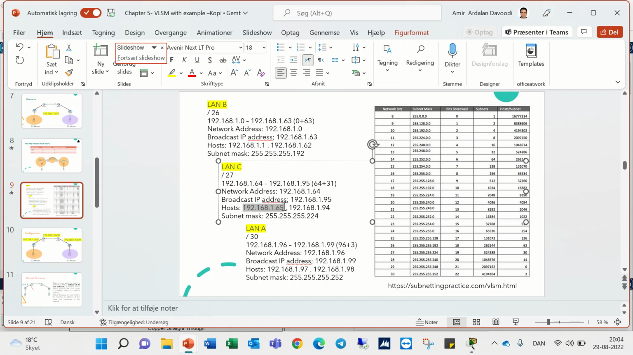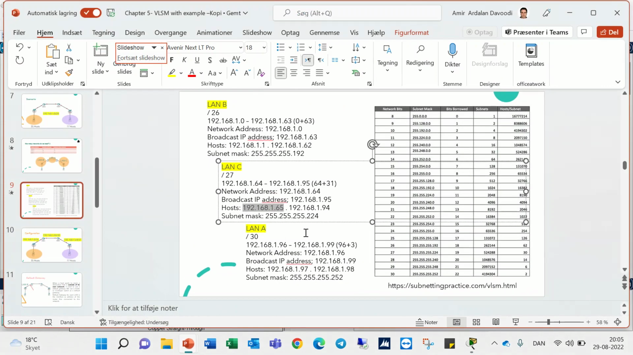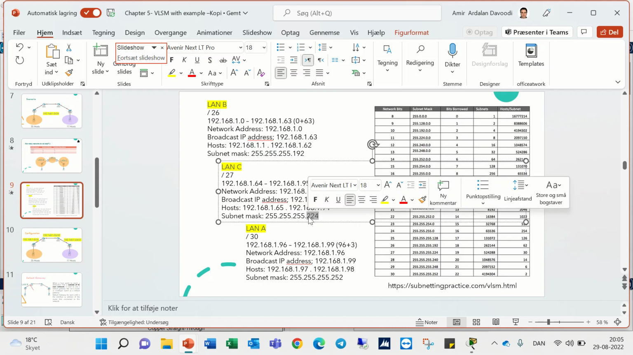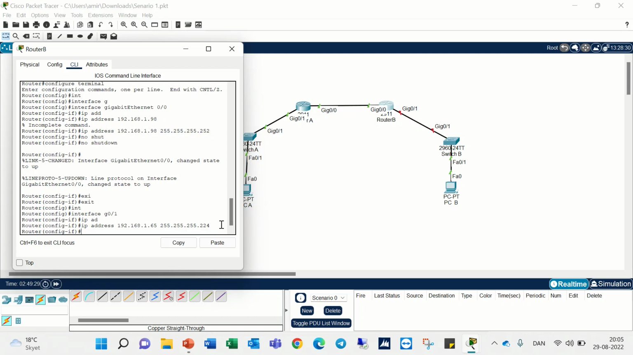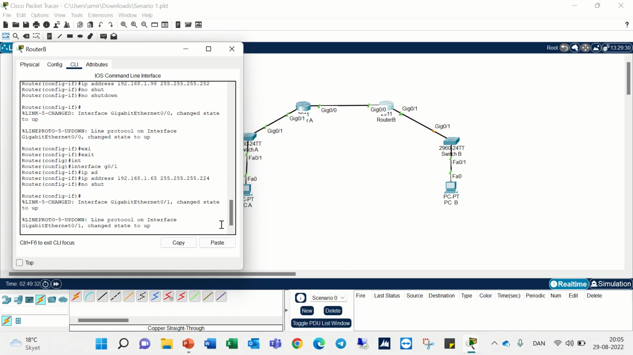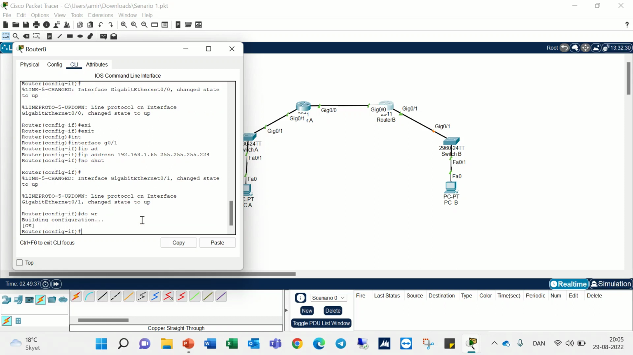Also, you can copy it. Copy this IP address and go here. 255, 255, 255, 224. And what is subnet mask here? Subnet mask also is 255.255.255.224, excuse me. And no shut. And do WR to build configuration or save configuration.